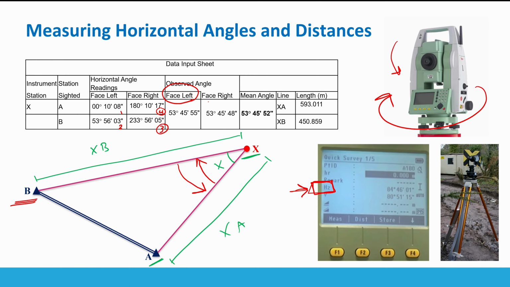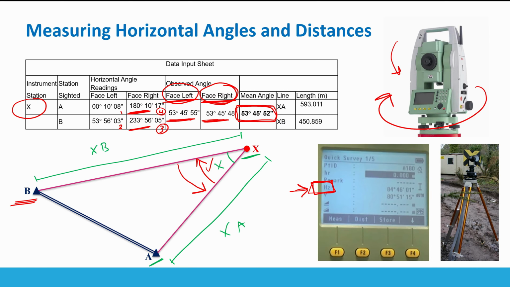And then you need to calculate the final face right, which is the third measurement from here minus the fourth measurement from here, and you will get a value. These two values should be very close to each other, and now you will get the average of these two values of the face left and face right. And this is called a mean angle, and this is our aim, which is the horizontal angle x in our case, which is the face left, this value, plus the face right divided by 2, just the average. And then in this case we have 53 degrees 45 minutes and 52 seconds for angle x.